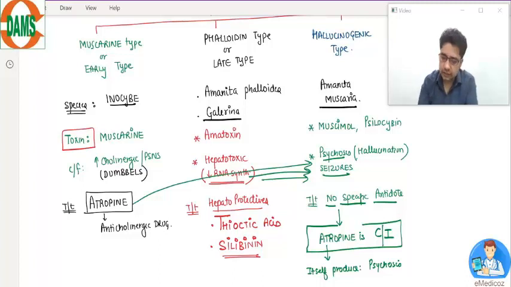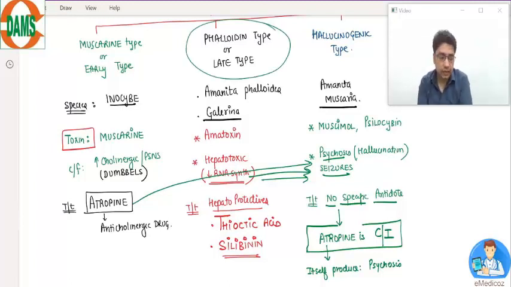The most dangerous one is this phalloidin type. This is the most dangerous one. Phalloidin type is highly dangerous. Liver damage happens. Yes, phalloidin type is the most dangerous one.